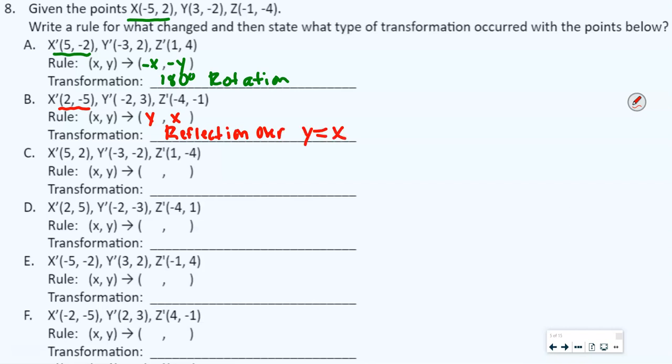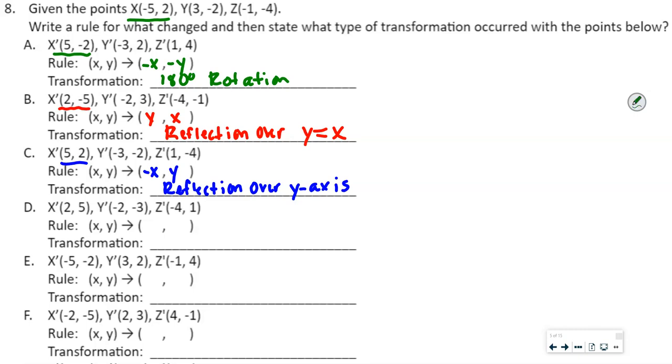Okay? Then again, we're going to look at 5, 2 now. So what changed? The sign of x, right? Because it became positive. So this is going to be -x, comma, y. So if just the x value changed signs, this is a reflection over the y-axis. Here's the deal. When the sign of x changes, it's a reflection over y. If the sign of y changes, it's a reflection over x, okay?